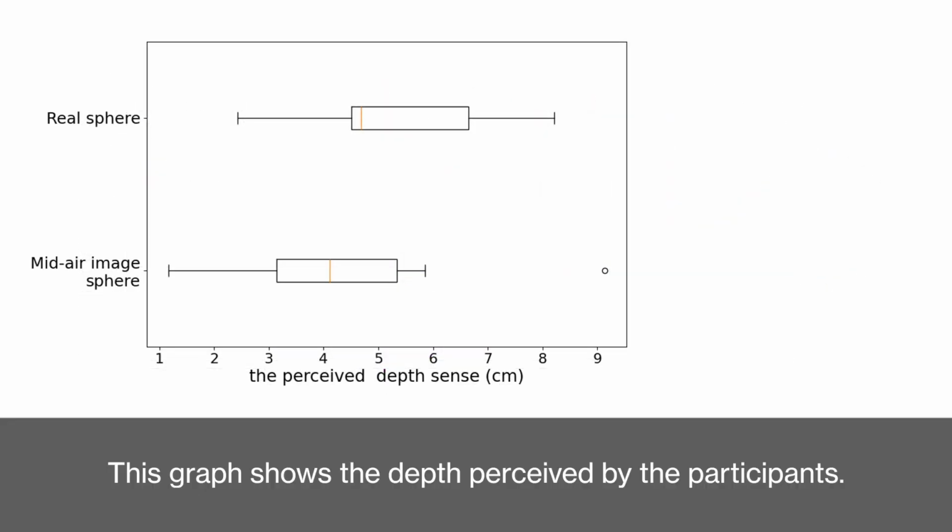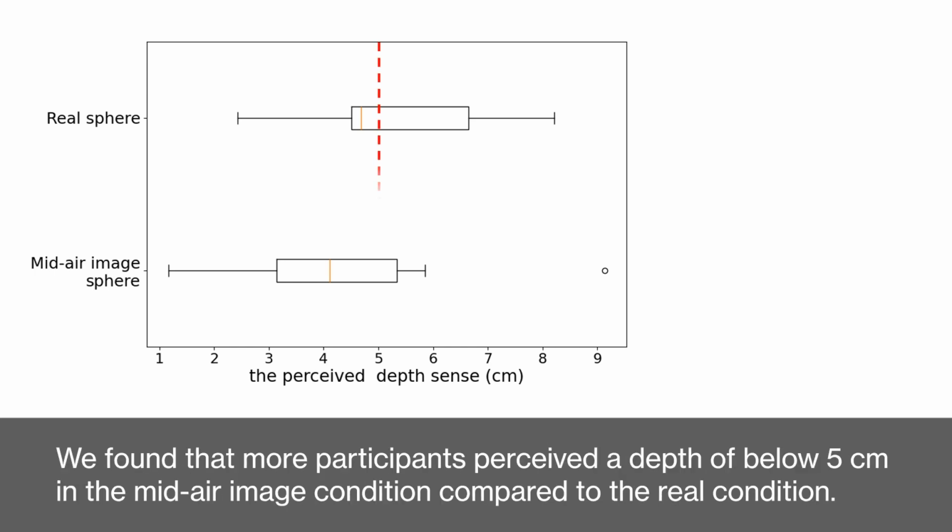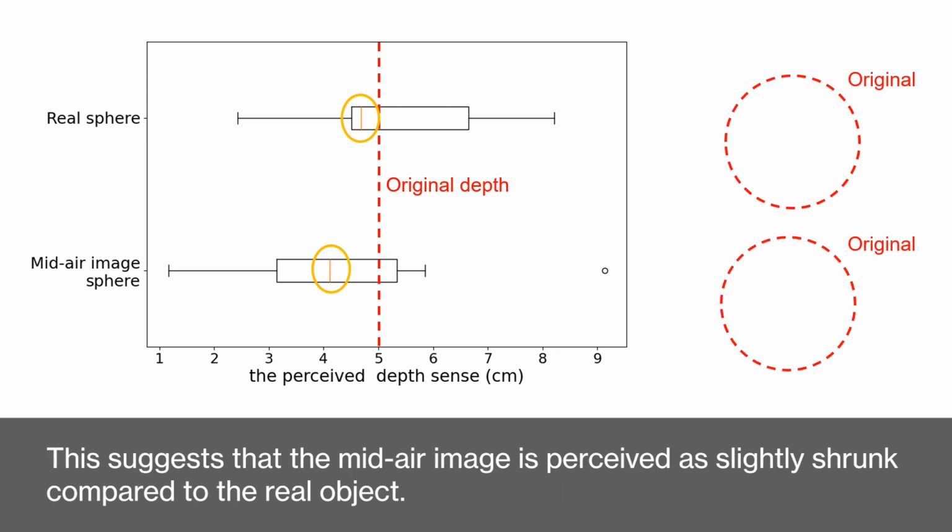This graph shows the depth perceived by the participants. We found that more participants perceived a depth of below 5 centimeters in the mid-air image condition compared to the real condition. This suggests that the mid-air image is perceived as slightly shrunk compared to the real object.